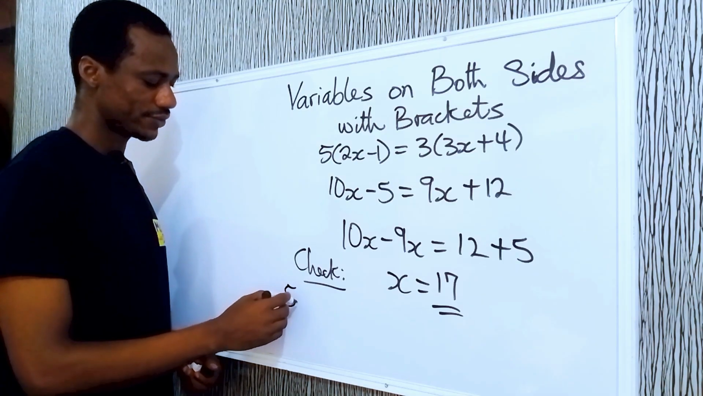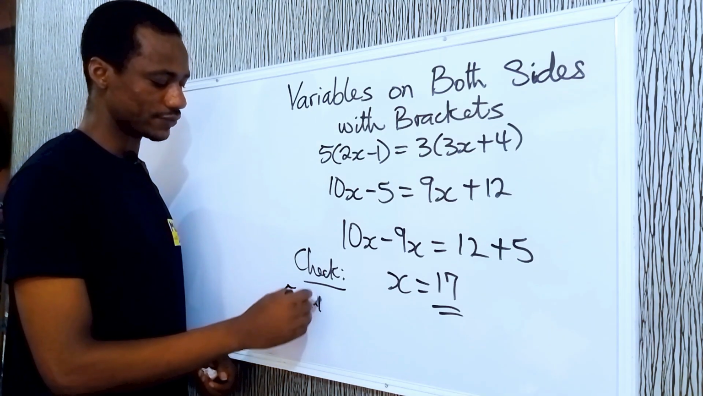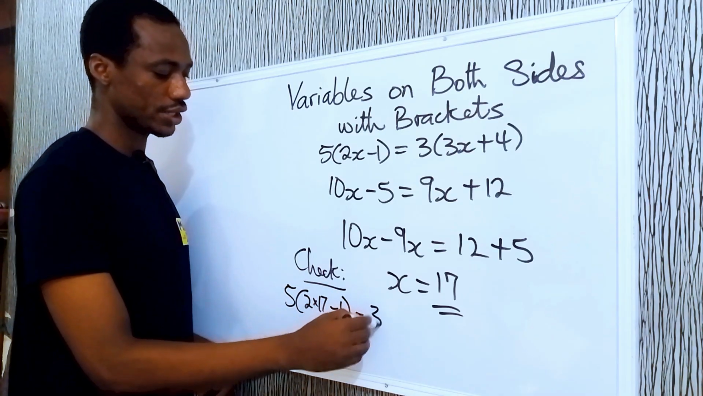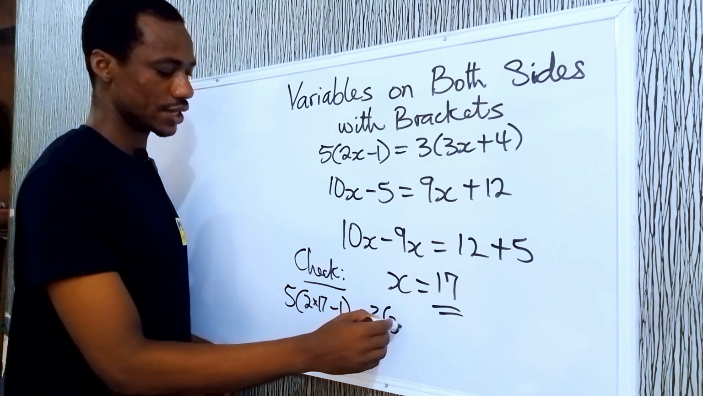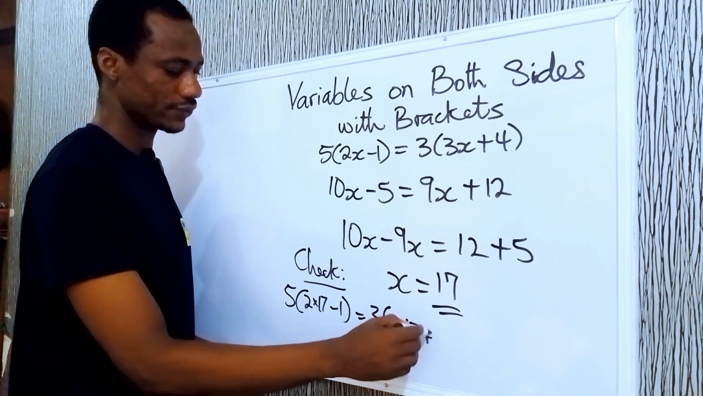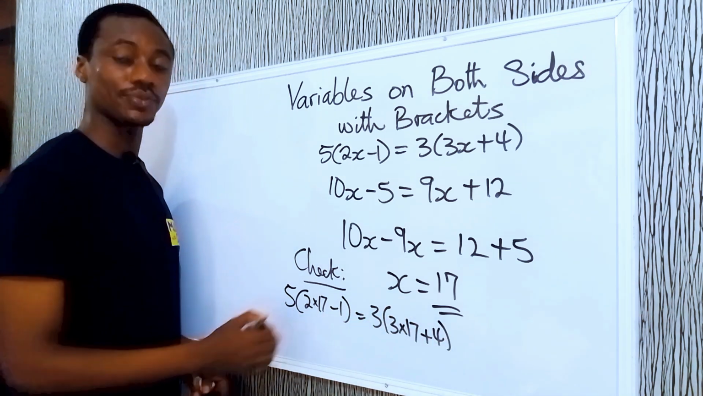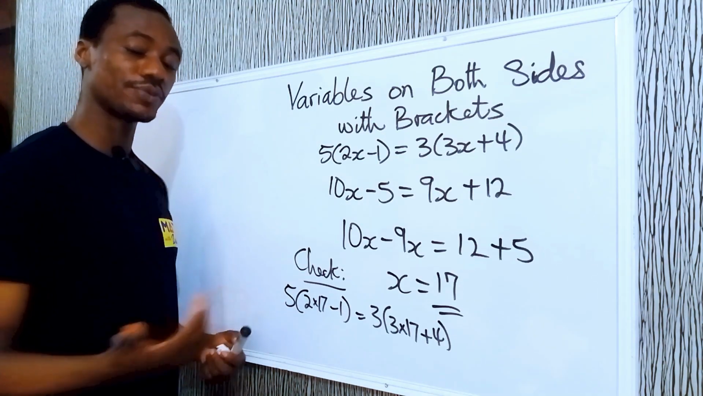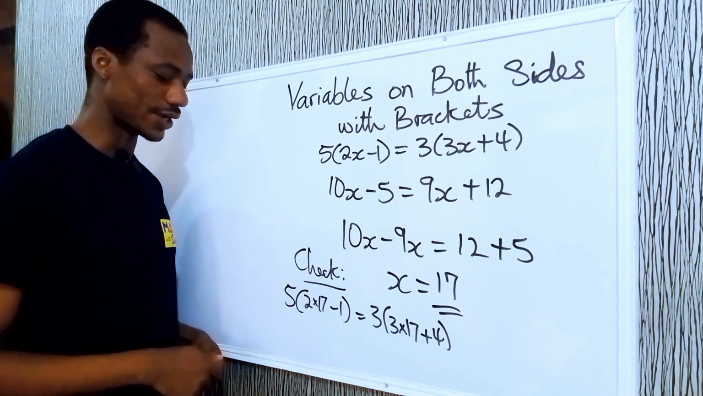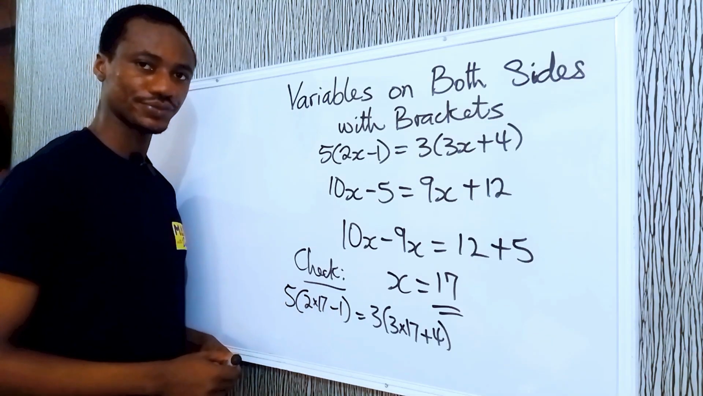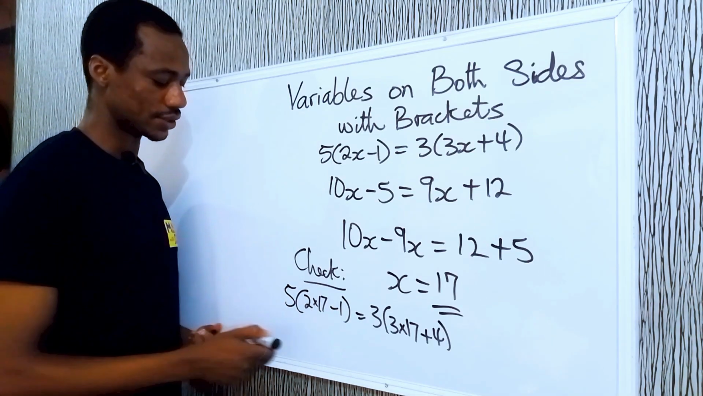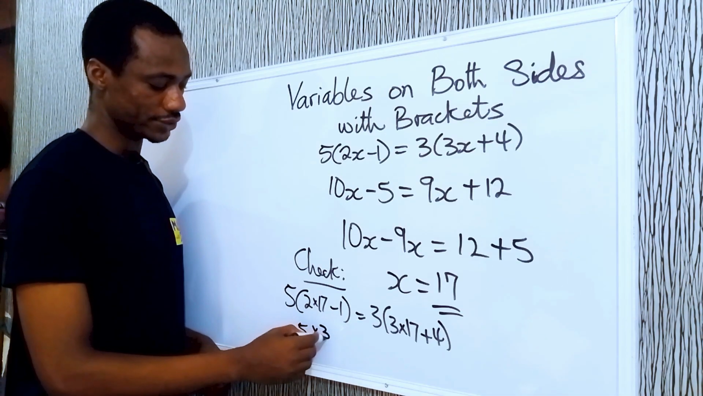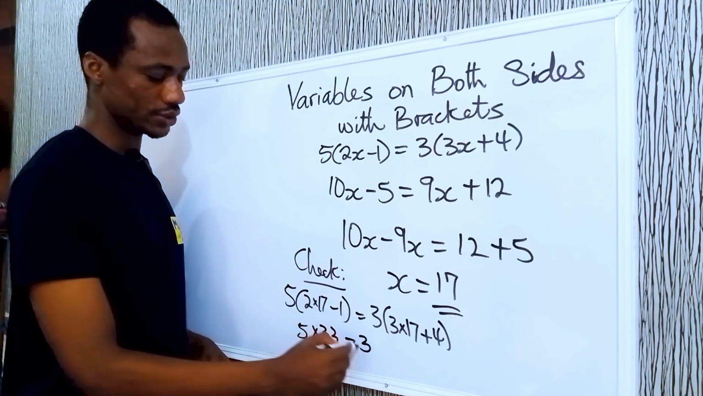So we have 5 into 2 times 17, because our x is 17, minus 1 equals 3 into 3 times 17 plus 4. So 2 times 17, that's 34. And then 34 minus 1, that's 33. So that's 5 times 33. Let's see what it equals.